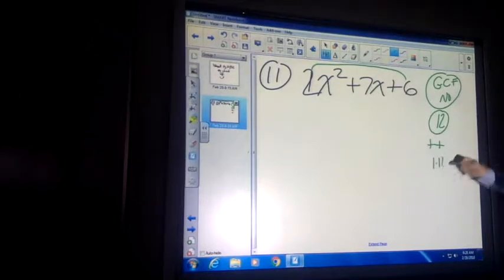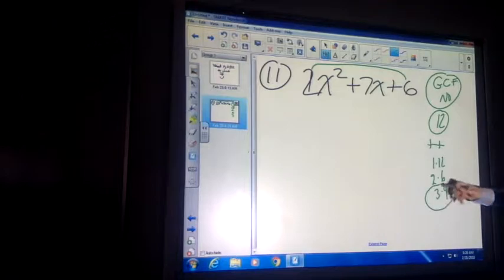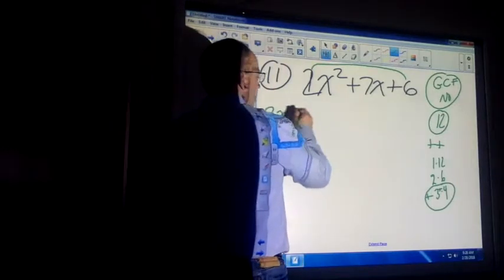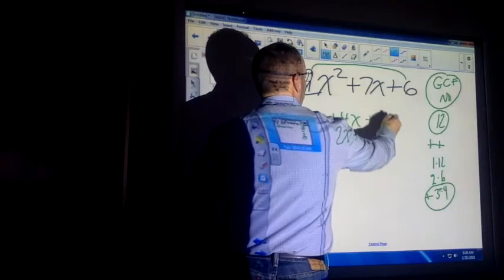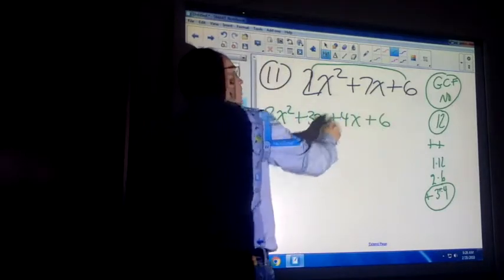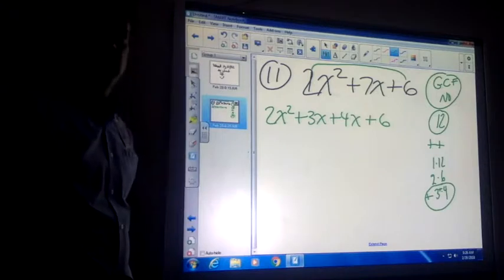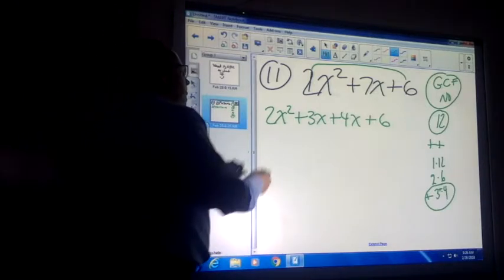Okay, so I know that 1 times 12 is 12. I also know that 2 times 6, and 3 times 4. Which of those, both being positive, if I add it together, will give me that middle term? 3 and 4. Everyone feel comfortable with that? As long as I keep the signs both positive, this should work nicely. So I have 2x squared plus 3x plus 4x plus 6. If you did 4x and 3x, flip-flopped, just make sure the signs stay the same. It's going to be the exact same answer.